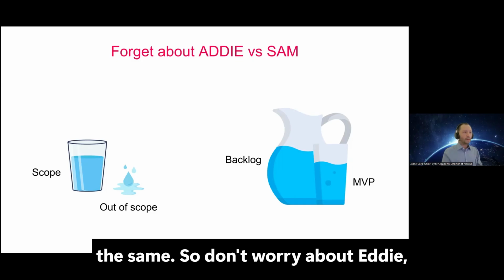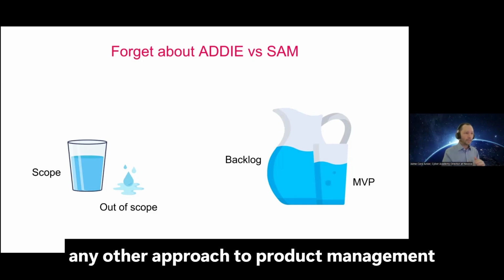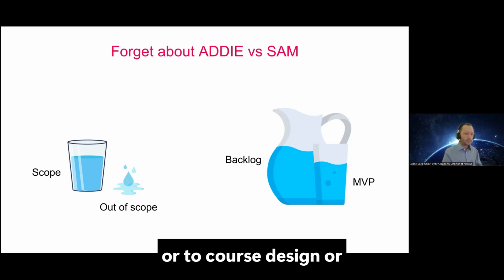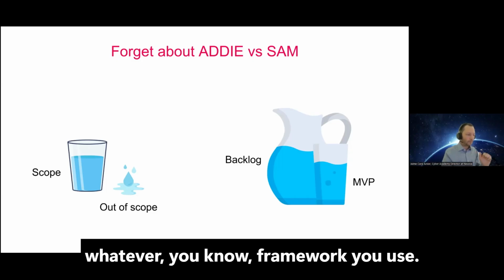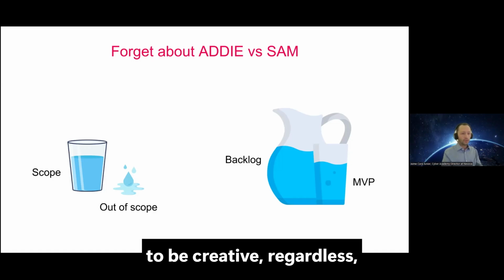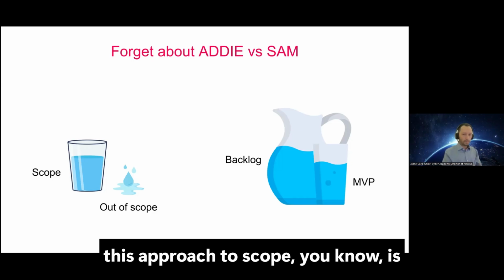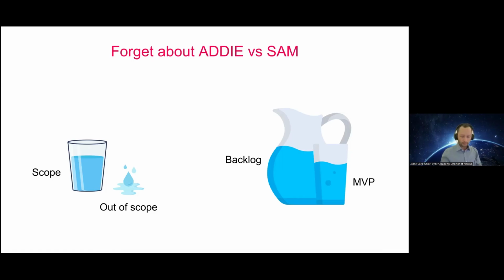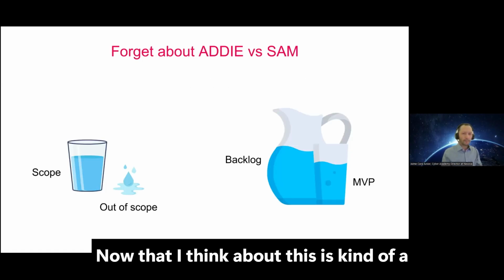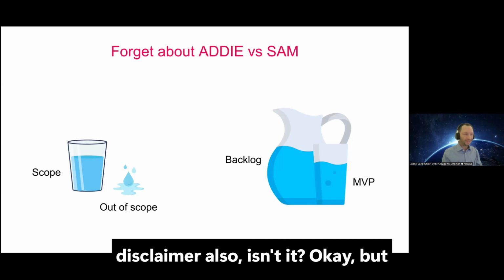So don't worry about Eddie, don't worry about Sam, don't worry about any other approach to product management or to course design or whatever framework you use to be creative. Regardless, this approach to scope will still be helpful to you. Now that I think about it, this is kind of a disclaimer also, isn't it?